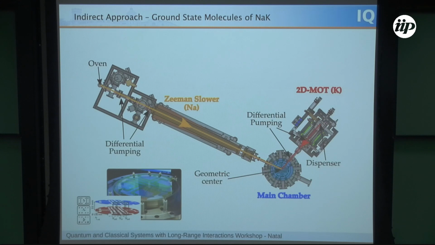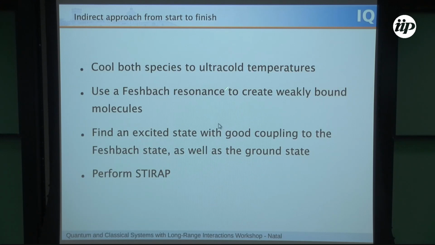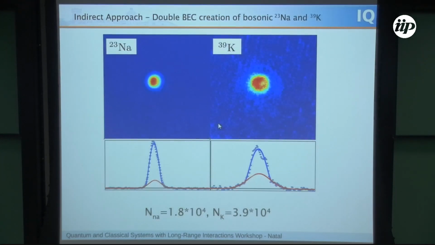Okay, so the first thing to do is, well, how do we get from atoms to molecules in this case? Well, you'd first want to cool both species to BEC or close to BEC. Then you'd want to use a Feshbach resonance to create weakly bound molecules, and I'll explain in a second what a Feshbach resonance is in case somebody doesn't know. Then you'd need to find an excited state with good coupling between this Feshbach state and the ground state. And then you need to perform a STIRAP, which gets you to the ground state. Okay, this is kind of the data.